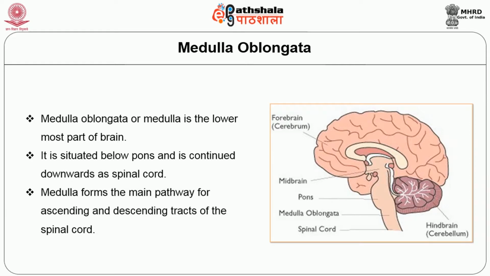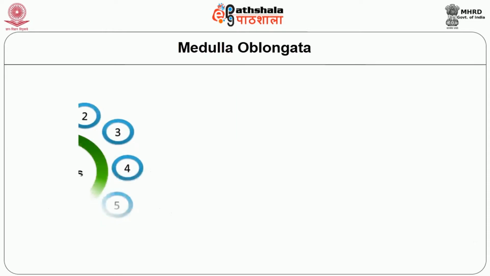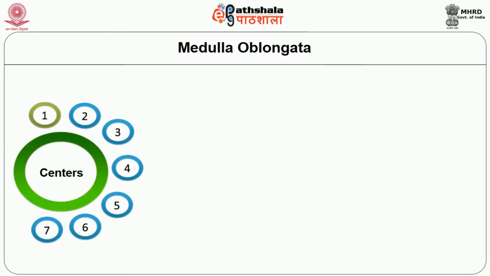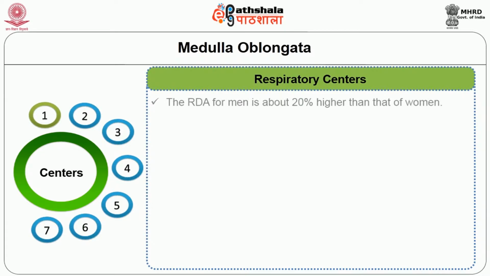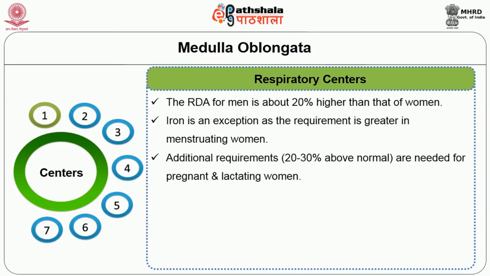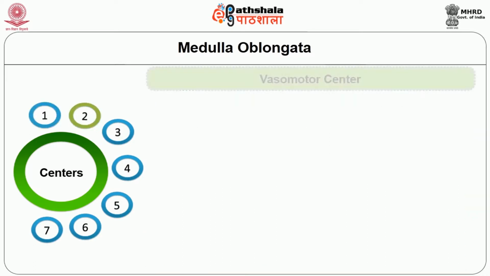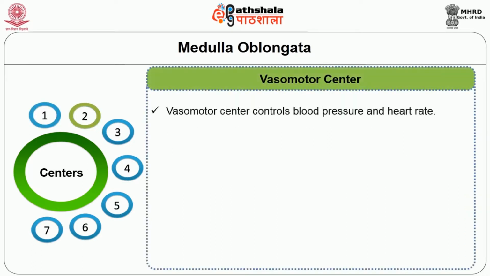Medulla forms the main pathway for ascending and descending tracts of the spinal cord. It also has many important centers which control the vital functions. So first one is the respiratory center. The dorsal and ventral group of neurons form the medullary respiratory center which maintains normal rhythmic respiration. The vasomotor center is the next one, which controls the blood pressure and heart rate.